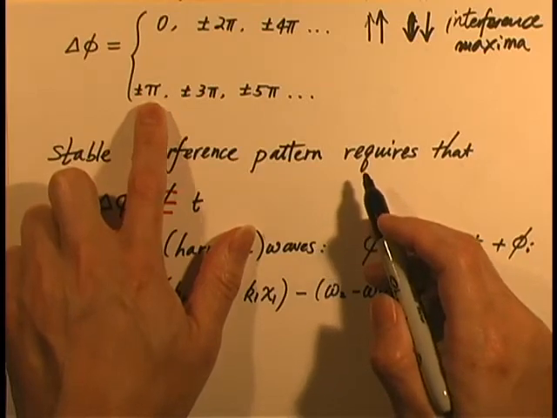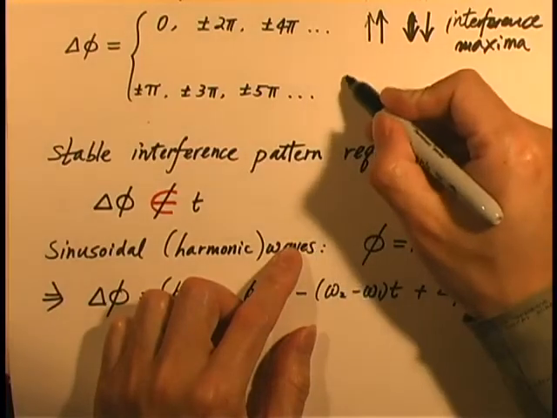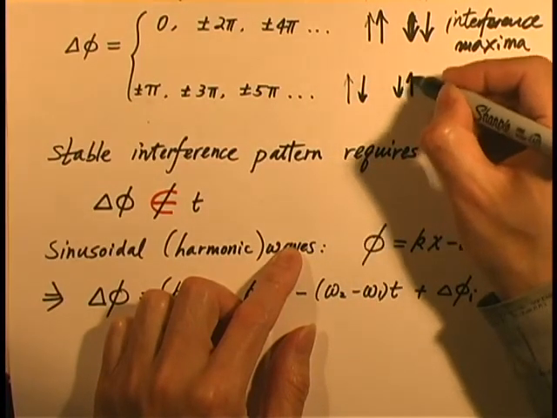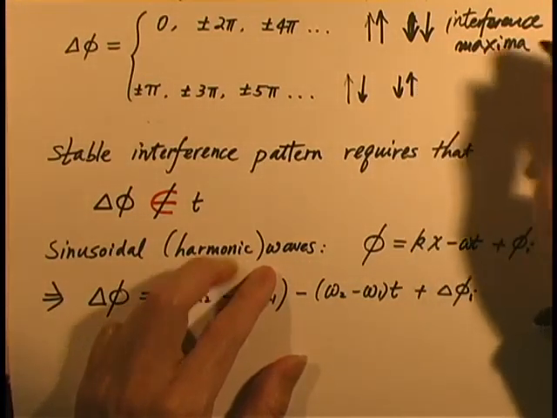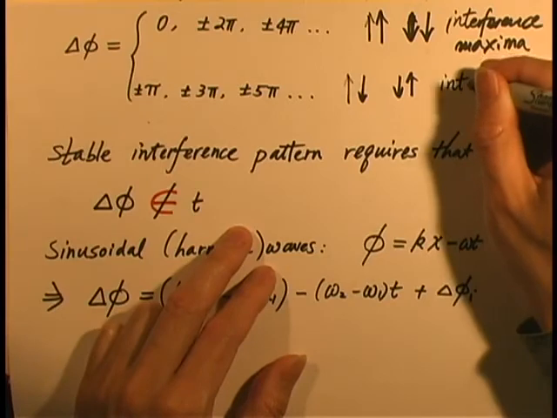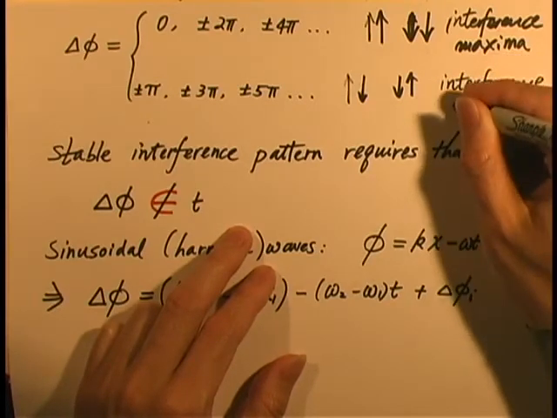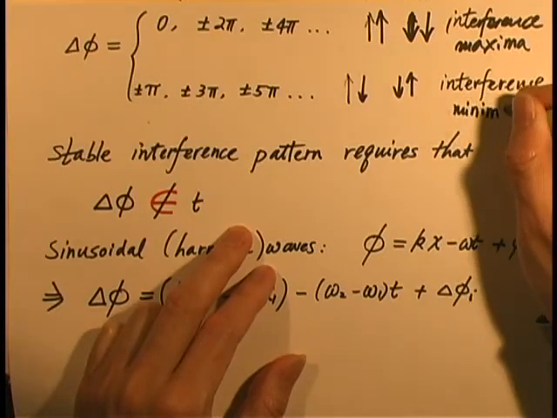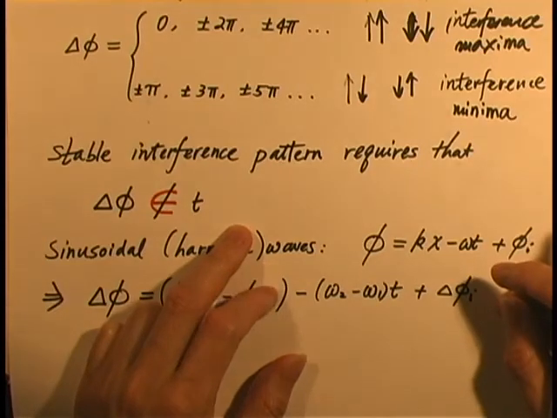Now, if the phase angles of the two waves differ by an odd multiple of pi, like pi, 3 pi, 5 pi, and so on, that means when one wave is up, the other wave has to be down. When one wave is down, the other wave has to be up. So they tend to cancel each other out. Then we say that's an interference minima. The reason why it's a minima is because these two waves tend to cancel each other out. So we also call it destructive interference.